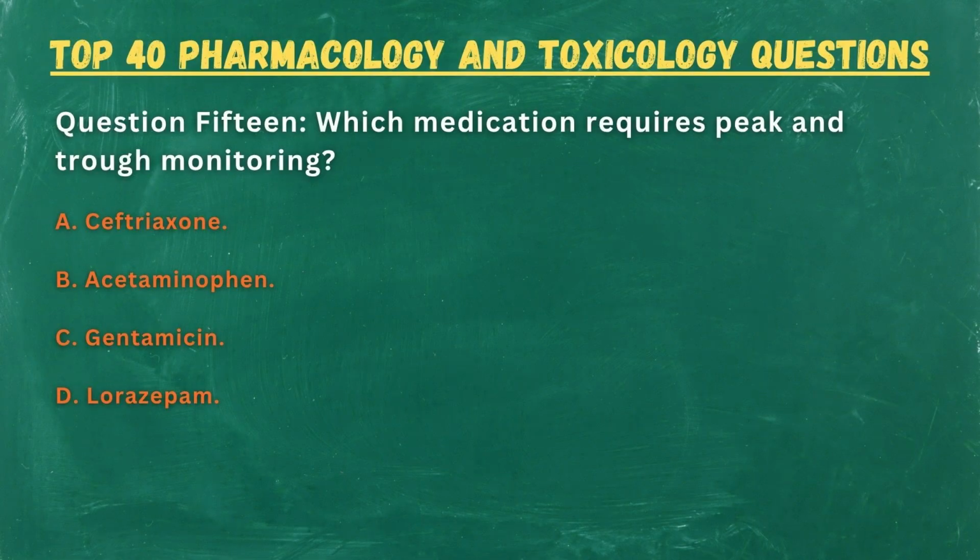Question 15. Which medication requires peak and trough monitoring? A. Ceftriaxone. B. Acetaminophen. C. Gentamicin. D. Lorazepam. Answer: C. Gentamicin.